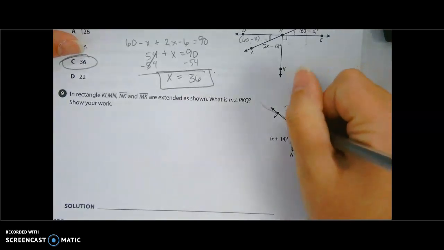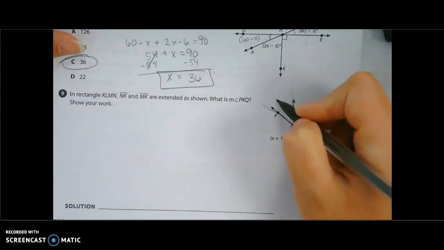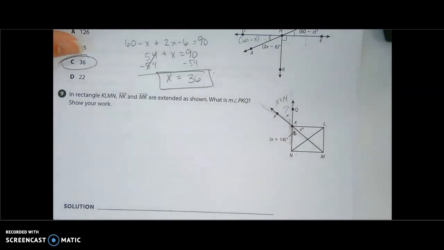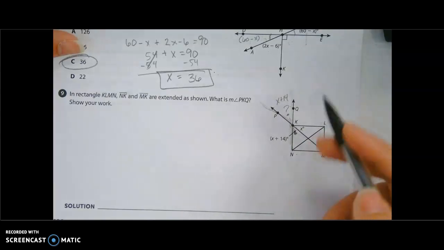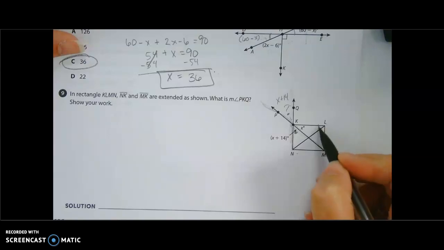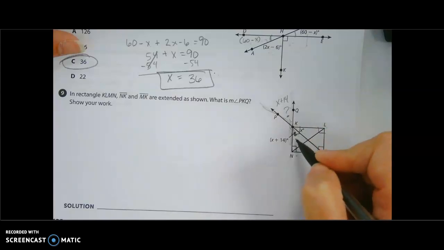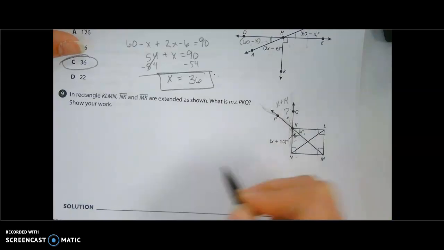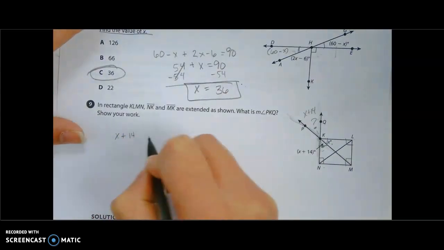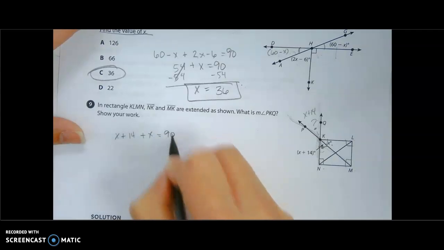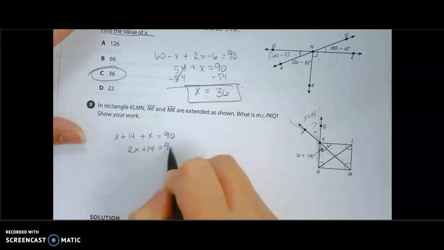I know that it is vertical with this one. So PKQ is x plus 14. I know that much. Now, I don't have angles that are going to help me right now with that. What I do know is with a rectangle, all corners are 90 degrees. So I know that this angle and this angle are going to add to 90. So I know that x plus 14 plus x equals 90 degrees. So now I have 2x plus 14 equals 90.